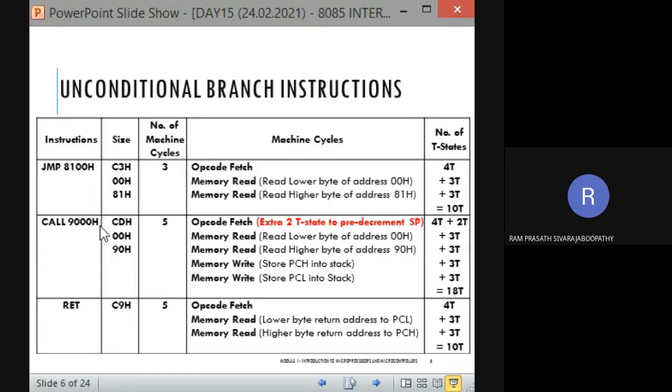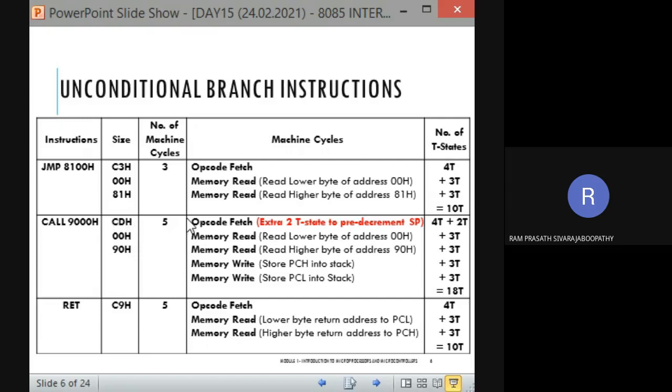So during call instruction, after opcode fetch, it has to pre-decrement the stack pointer so that it can put the lower byte of the return address, correct? During the opcode fetch itself, it does the pre-decrement of the stack pointer so that it points to the top of the stack. The next memory reads are used to get the address to which we have to transfer the program execution. CALL 9000, CD is the opcode.